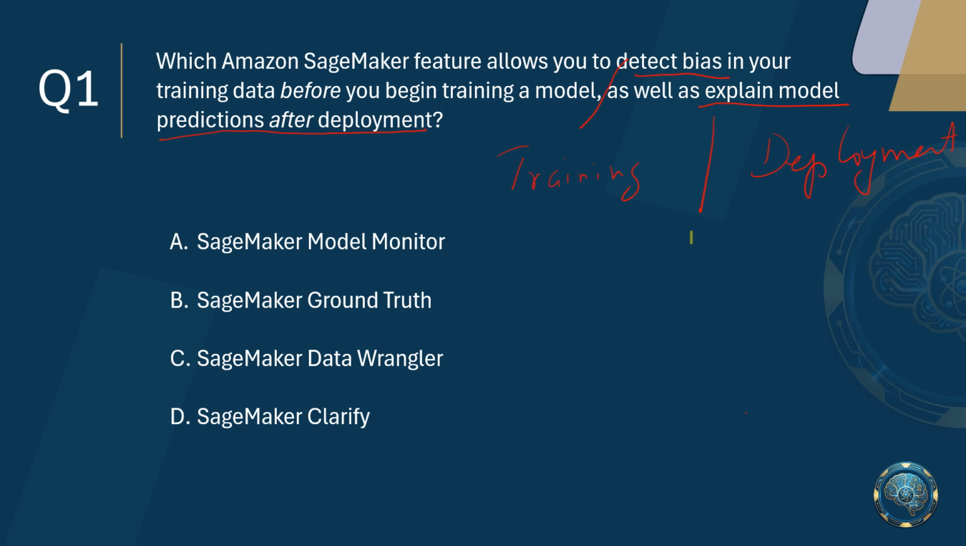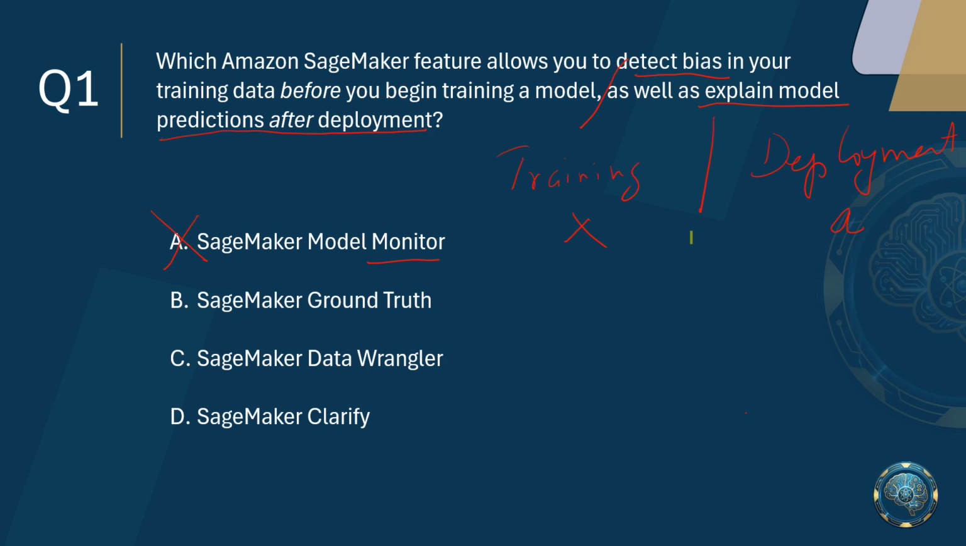Now let us go to the first option, which is Model Monitor. Model Monitor is simple, it's used after deployment. This is just a keyword for you. So it falls here, which means it will not be used in the training data. But our answer should satisfy both phases. So which means Model Monitor is a wrong choice.